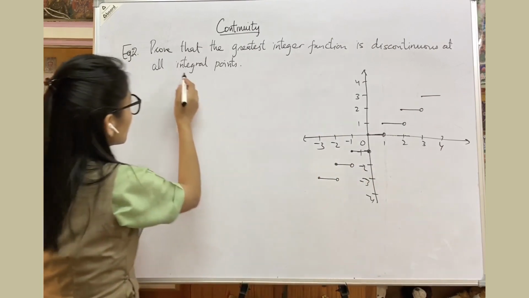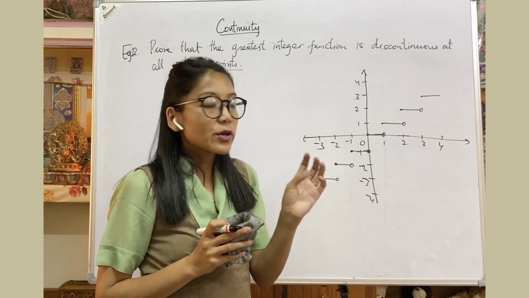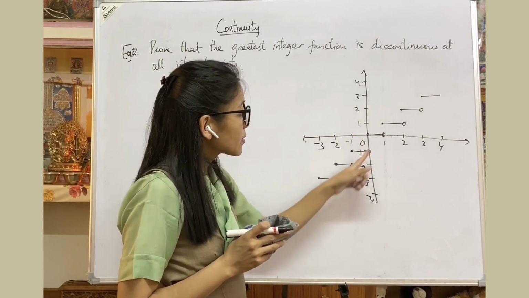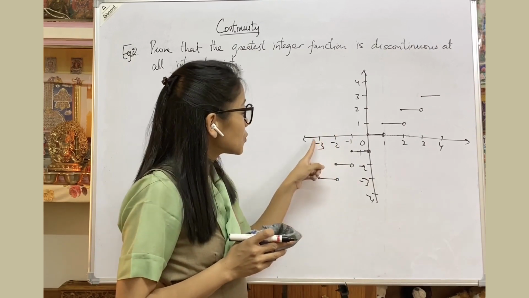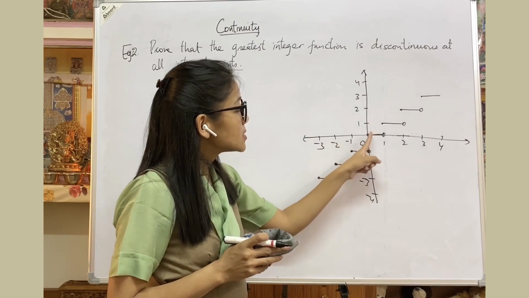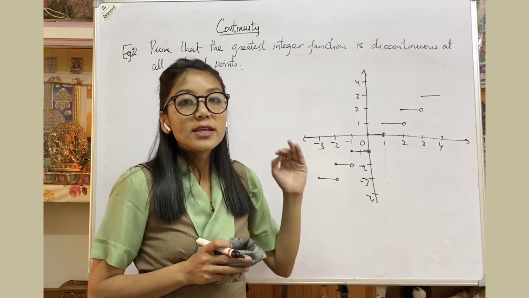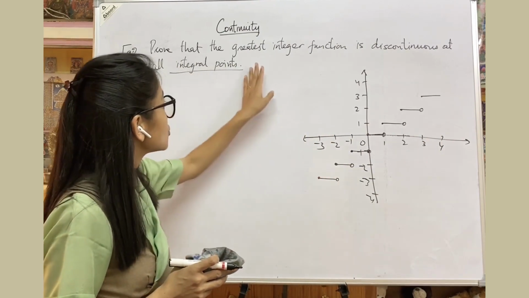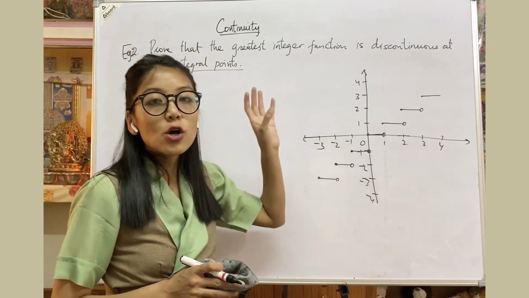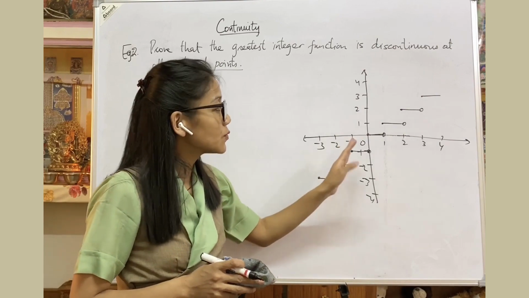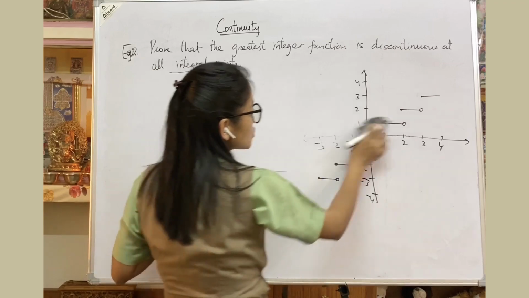Now here there's one more term, that is integral point, means the points which are integers. Okay, so here you can see that this greatest integer function is broken at all the integral points, the points which are integers. So it is broken at -3, -2, -1, 0, 1, 2, 3, 4, and so on. So the graph of the function will be broken at all integers. So therefore we are here asked to show that the greatest integer function is discontinuous at all integral points. Okay, so we have to prove this. Graphically it can be seen, but now how are we going to prove it?